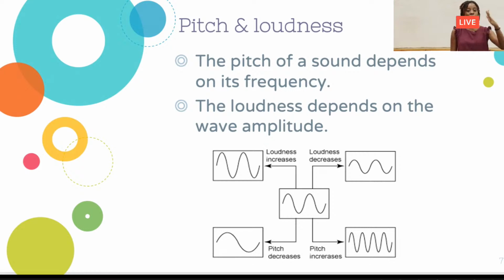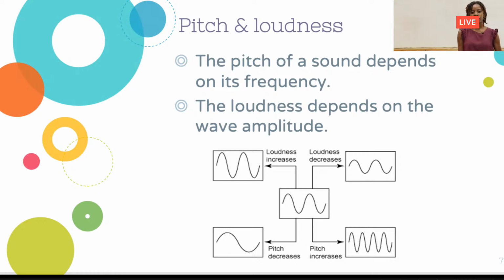And if we want a louder song, if we want to increase the loudness, you'll have to increase the amplitude. So notice that the wave is much higher than the one in the middle. Because the amplitude is greater, that song would be louder. Now if you want to reduce the loudness, you'll have to decrease the amplitude. So notice at the top right-hand side of your screen, the wave has a smaller amplitude. So that sound would be a softer sound.